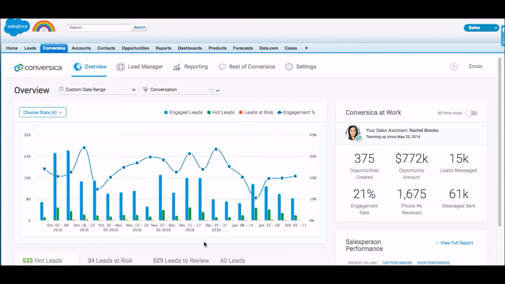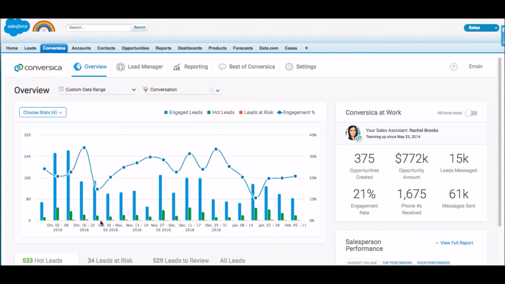Now, as I go over the bar graph and highlight with my cursor, I can see some unique data points. If I look at October 23rd to the 29th, we had 150 leads that we engaged. Our percentage was a little bit low, about 15%. But of those 130-some leads, about 19 of them, close to 10%, actually engaged with us. And one of them was at risk.